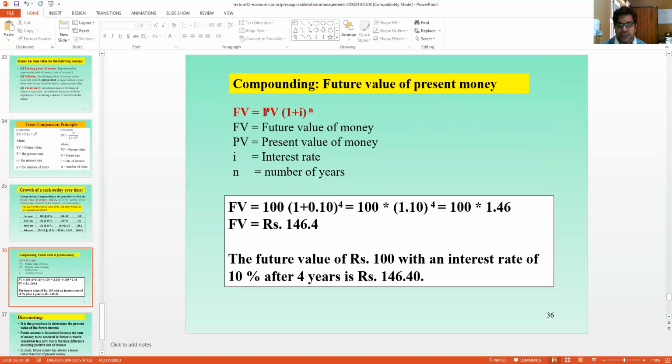So 100 rupees is the present money which you are having. You are applying the formula. I is interest rate. 10% means 0.10. N is 4. So you'll be having to apply the formula. When you apply the formula, you'll be having 100 into 1.10 to the power of 4. You'll be getting rupees 146.4. So after 4 years, the value of rupees 100 is going to be 146.4 rupees. So this is what the future value of present money is.